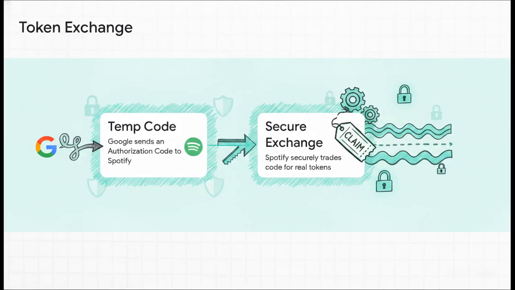So, once you click Allow on that consent screen, Google doesn't just send your sensitive data directly through your browser. That'd be way too risky. Instead, it sends a short-lived authorization code back to Spotify. Think of this code as just a temporary claim ticket.